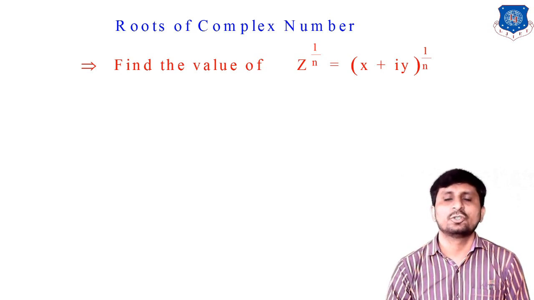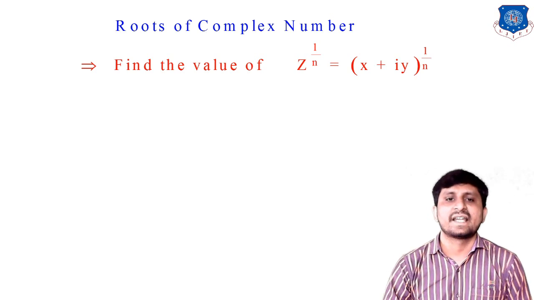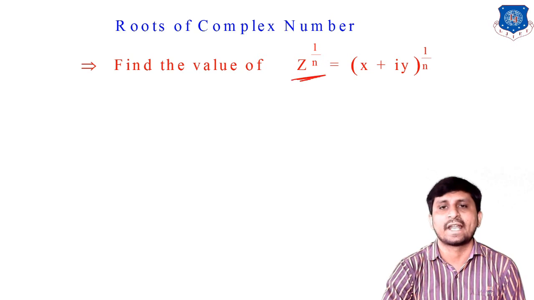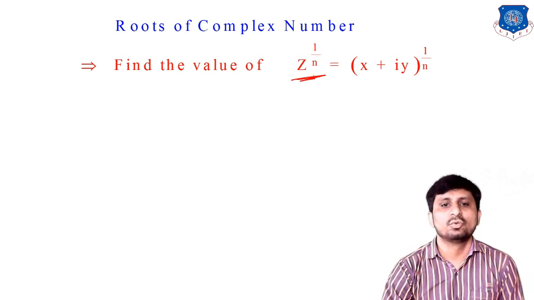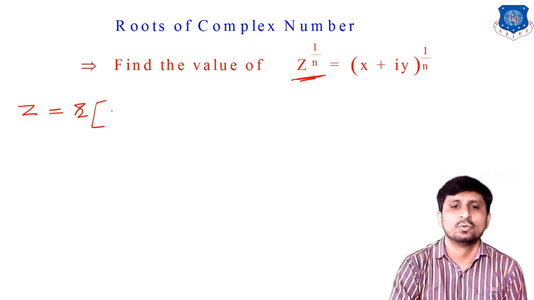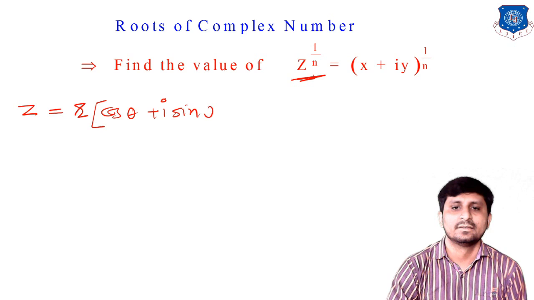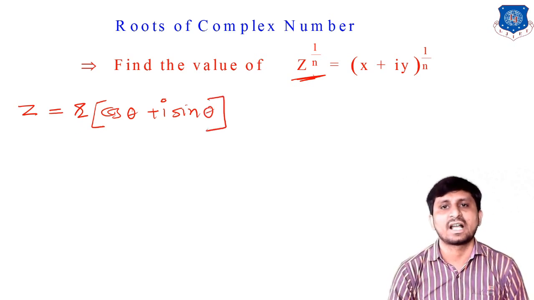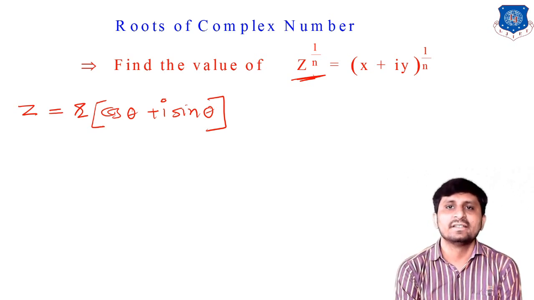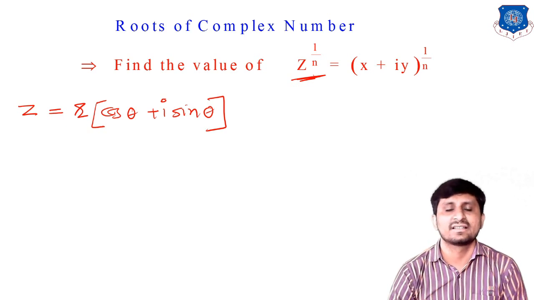So first of all, what is our z? z is nothing but x plus iy, and I want to find out z raised to 1 upon n. So first of all we have to write z in polar form: r into cos theta plus i sin theta. What is my value of r? r is the square root of x square plus y square and theta is the principal argument. And you all know how we can find the principal argument for any complex number.